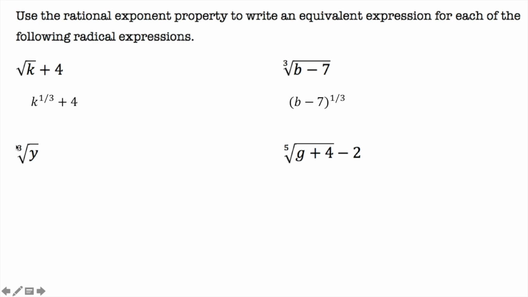So this one, exactly the same thing. If the 3 is in the front, we know that's the bottom. The exponent, because there isn't any, is going to be a 1. So exponent over index, so it's y to the 1/3. Then this one, it's the same thing except this is a 5 here. So instead of it being a 3, we have a 5. So we're going to put this entire thing, just like we did here, in parentheses, and you're going to raise it to, what do you think? What fraction should you raise it to? If we raise this one to a 1/3, then this one's going to be raised to the 1/5. And then the minus 2 just stays on like it is. So g plus 4 raised to the 1/5 minus 2.